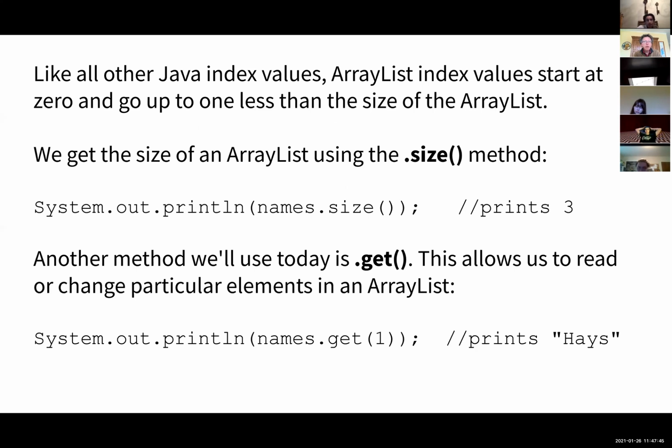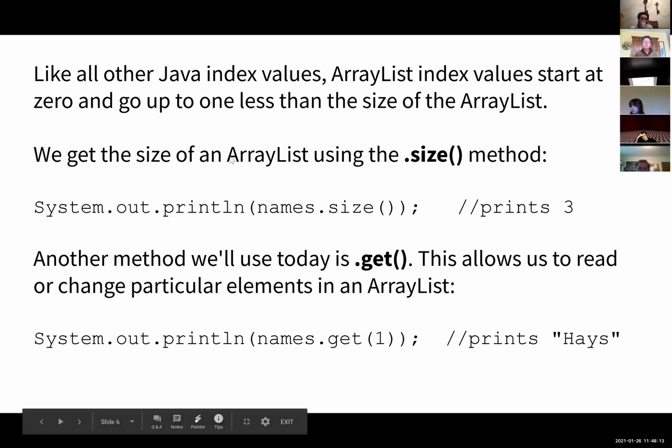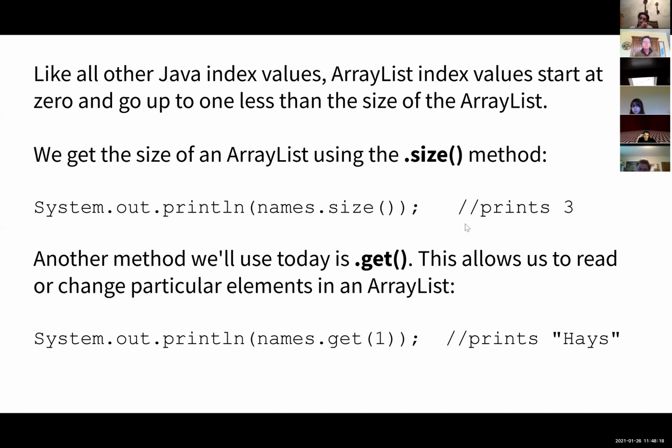Like all other Java index values, ArrayList elements start at item 0, and they go up to 1 less than the size of the array list. For better or worse, to find out how big an array list is, you use the .size method, as opposed to .length with no parentheses or .length with parentheses. Seems a little crazy, but that's the way they did it. So I give an example here. If we printed my example from the previous page, names.size, we'd get a 3. I'll show you this all in use in a minute.